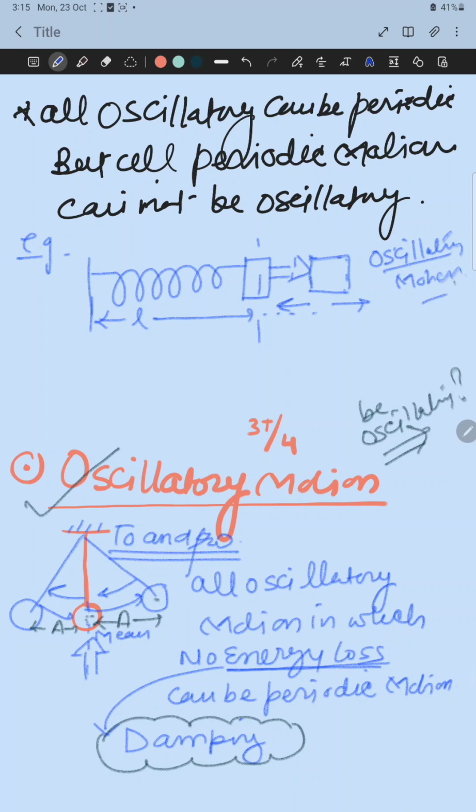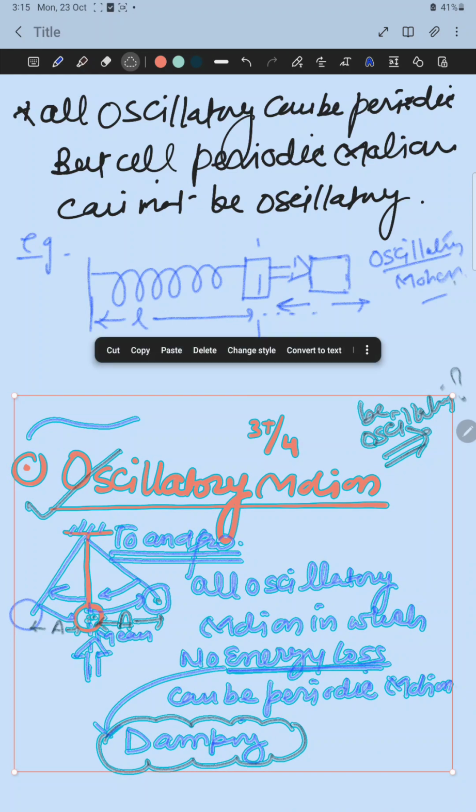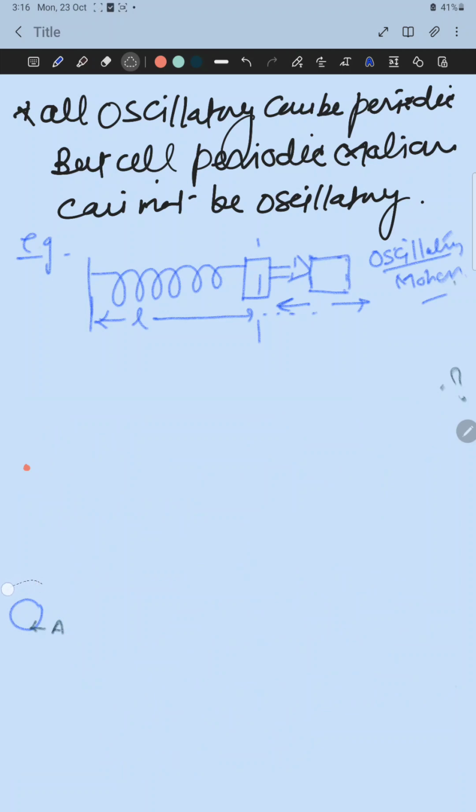Fine. This is also a good example of oscillatory motion. Now let's talk quickly and in detail about oscillatory motion. So in oscillatory motion, let's detail it first.